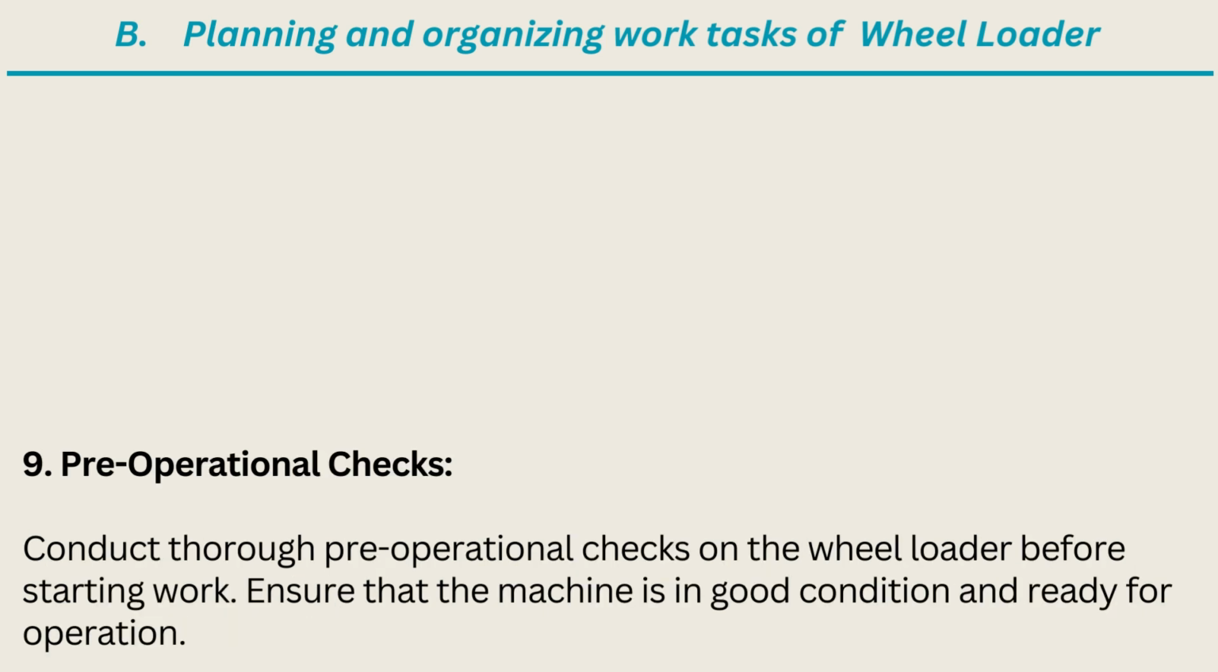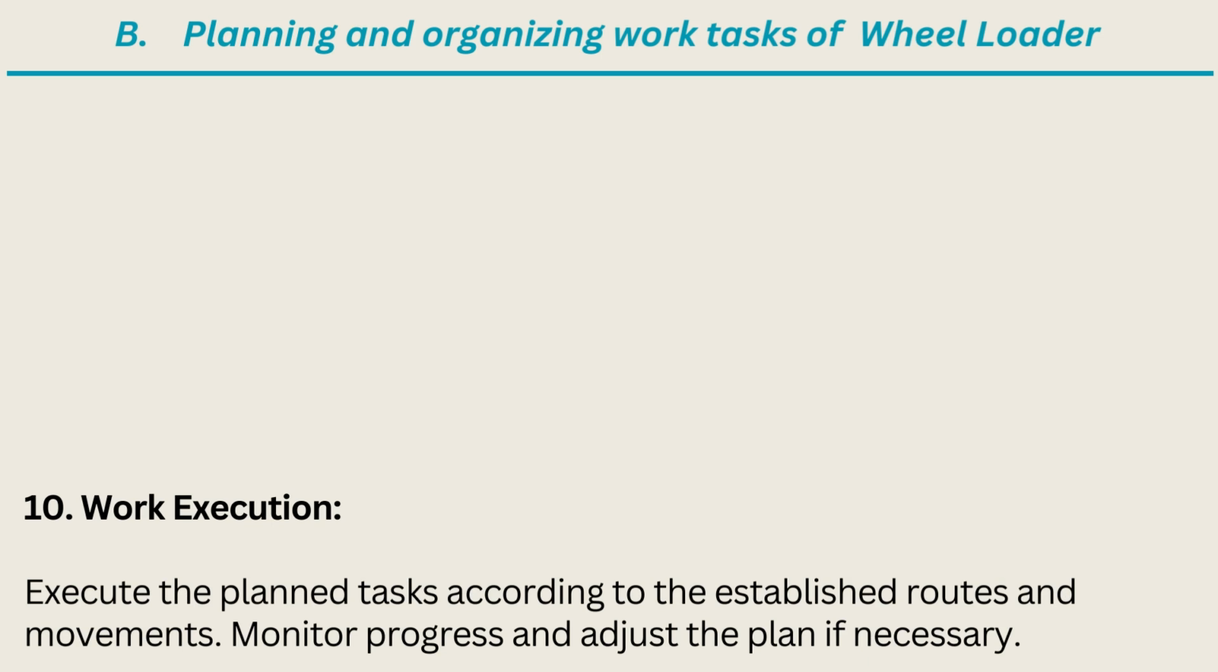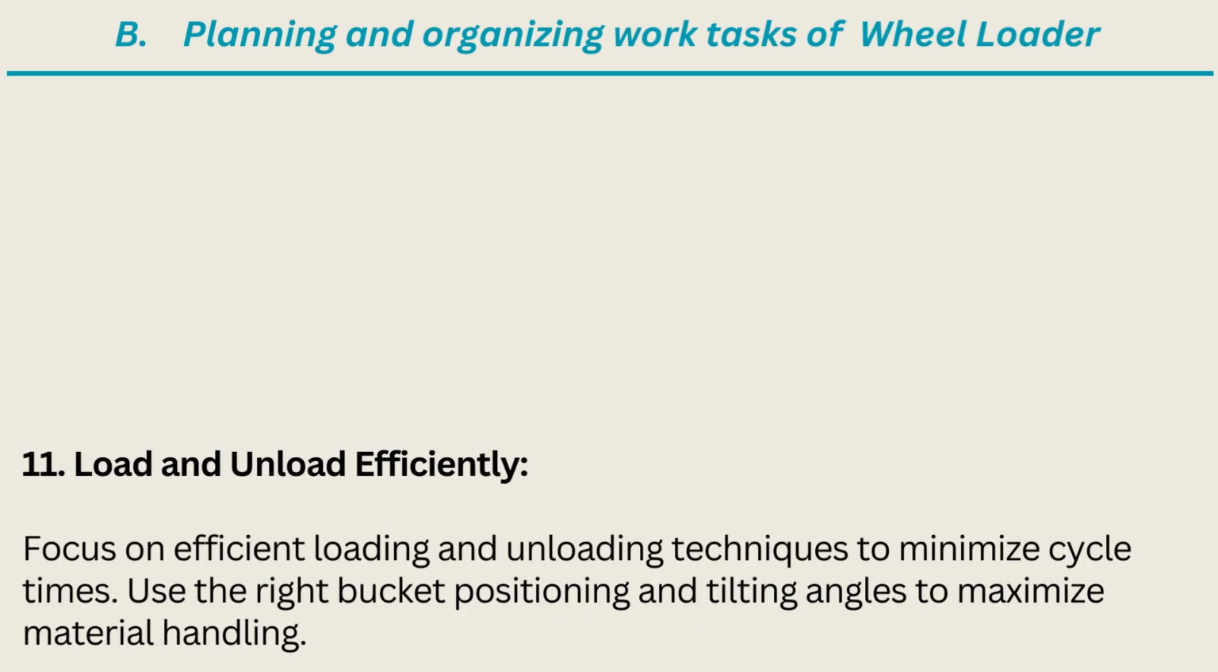9. Pre-operational checks. Conduct thorough pre-operational checks on the wheel loader before starting work. Ensure that the machine is in good condition and ready for operation. 10. Work execution. Execute the planned tasks according to the established routes and movements. Monitor progress and adjust the plan if necessary. 11. Load and unload efficiently. Focus on efficient loading and unloading techniques to minimize cycle times.